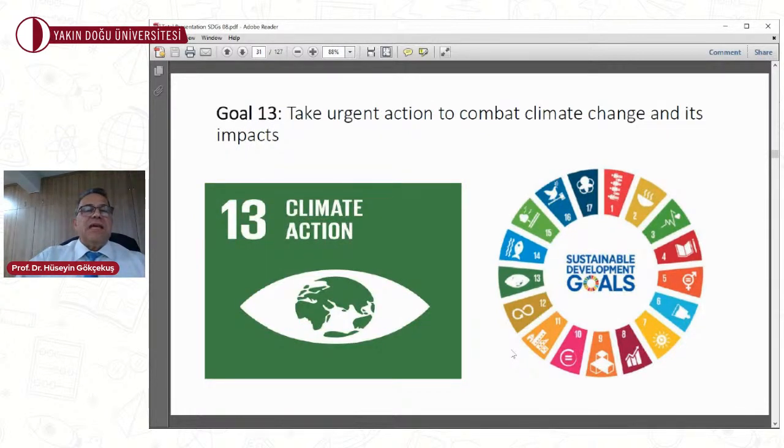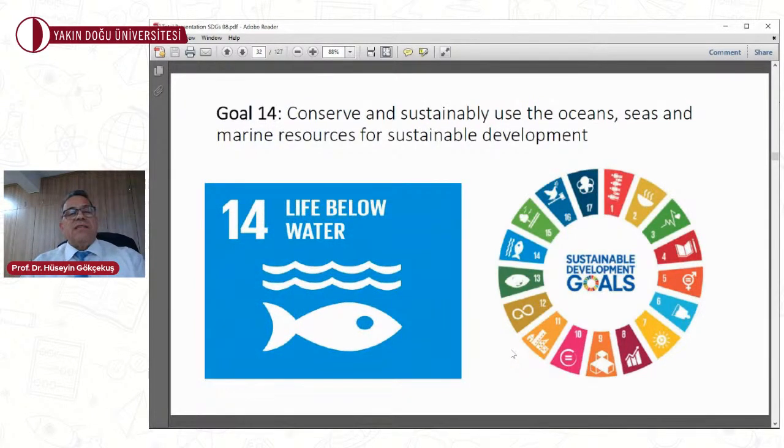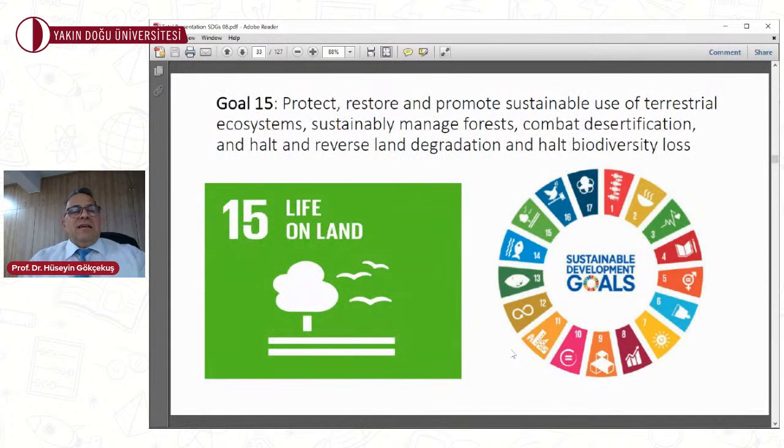Goal 13, climate action. Take urgent action to combat climate change and its impacts. Goal 14, life below water. Conserve and sustainably use the ocean, seas, and marine resources for sustainable development. Goal 15, life on land. Protect, restore, and promote sustainable use of terrestrial ecosystems, sustainably manage forests, combat desertification, and halt and reverse land degradation and halt biodiversity loss.